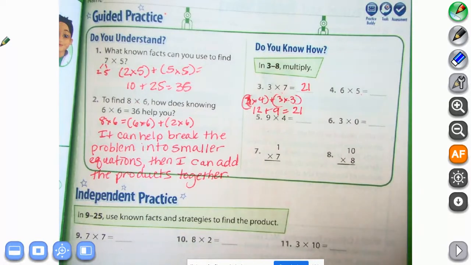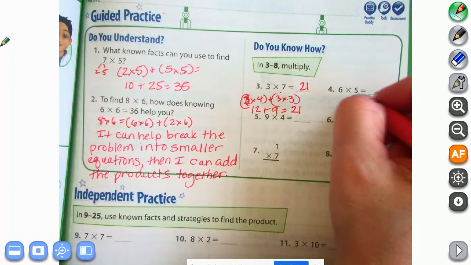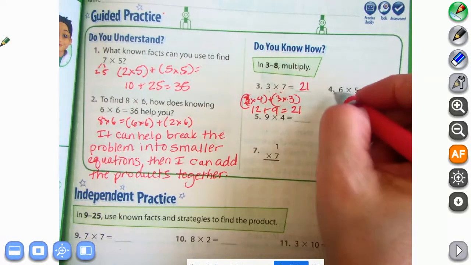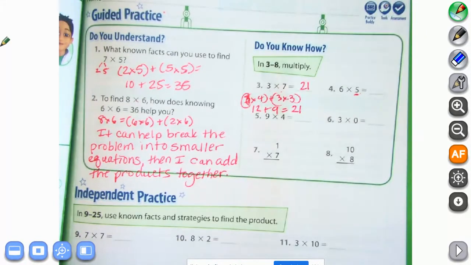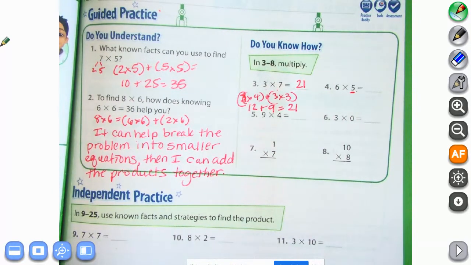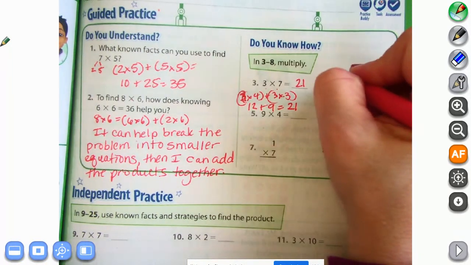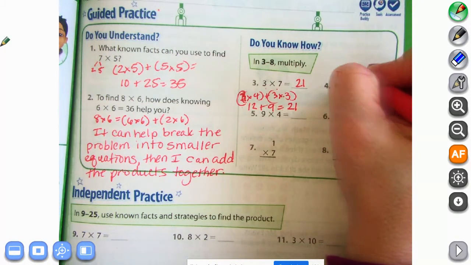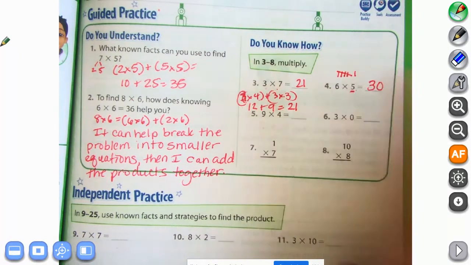What do you think about 6 times 5? I see a 5. What could we do there? You could skip count by 5 6 times. So go ahead and do that. See what answer you get. Don't wait for me to write it. You think. Use your brain. All right. What you could do is 5, 10, 15, 20, 25, 30. Skip counted by 5 6 times, so I got 30. Is that what you got?